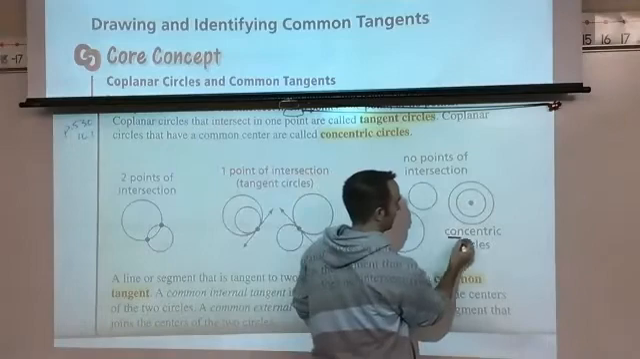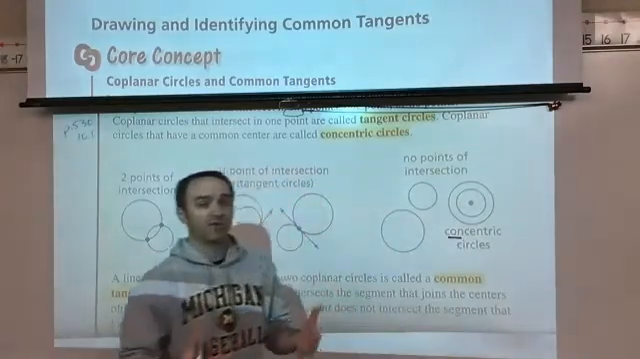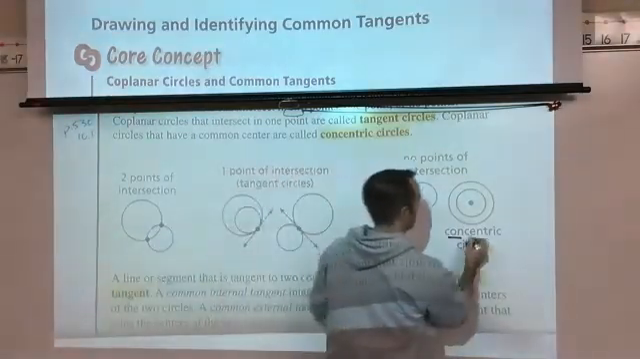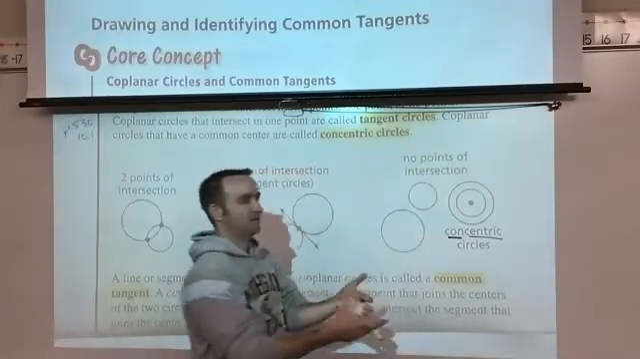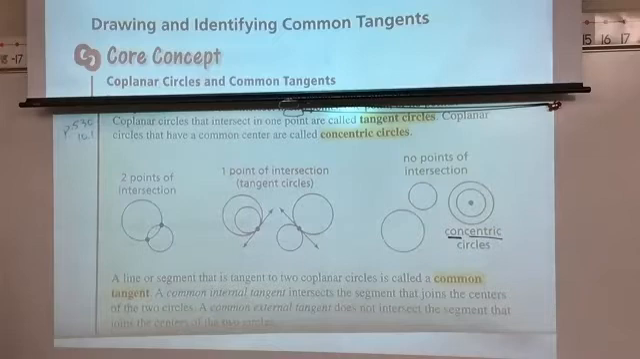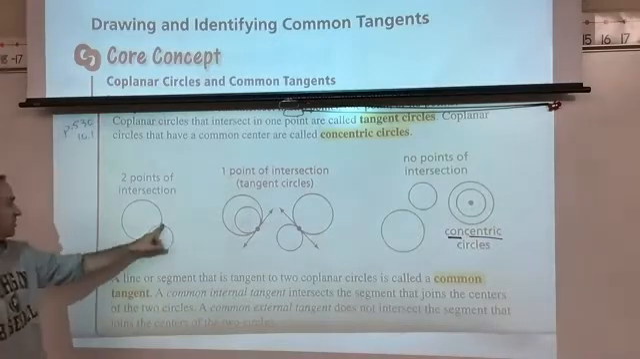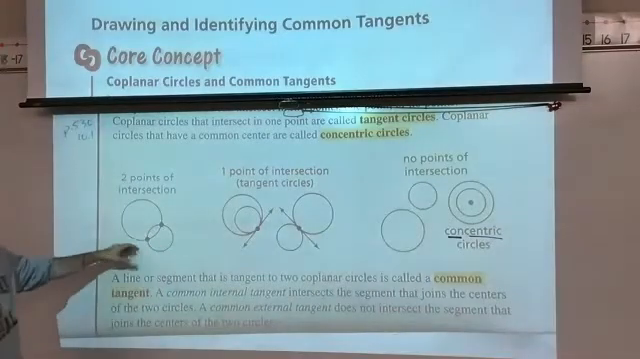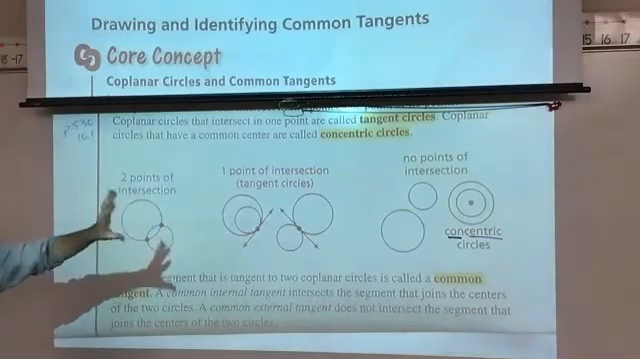If you take Spanish, we know CON means with, and centric means center. So with the same center, that's what we're talking about. Concentric is with the same center. We could, of course, have 2 points of intersection between circles, like a Venn diagram. This does not have a fancy name like the other ones do.